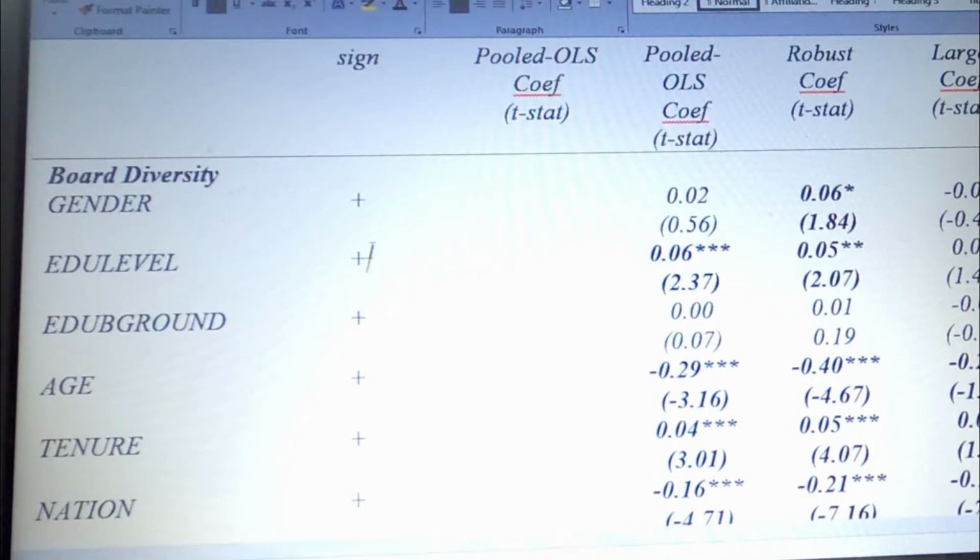This is because we create the interaction terms when we believe that there is a synergy between one variable and another variable. For example, we believe that there is a synergy between gender and edu level. So that's why we create an interaction term between gender and edu level. That is the main assumption, basically.